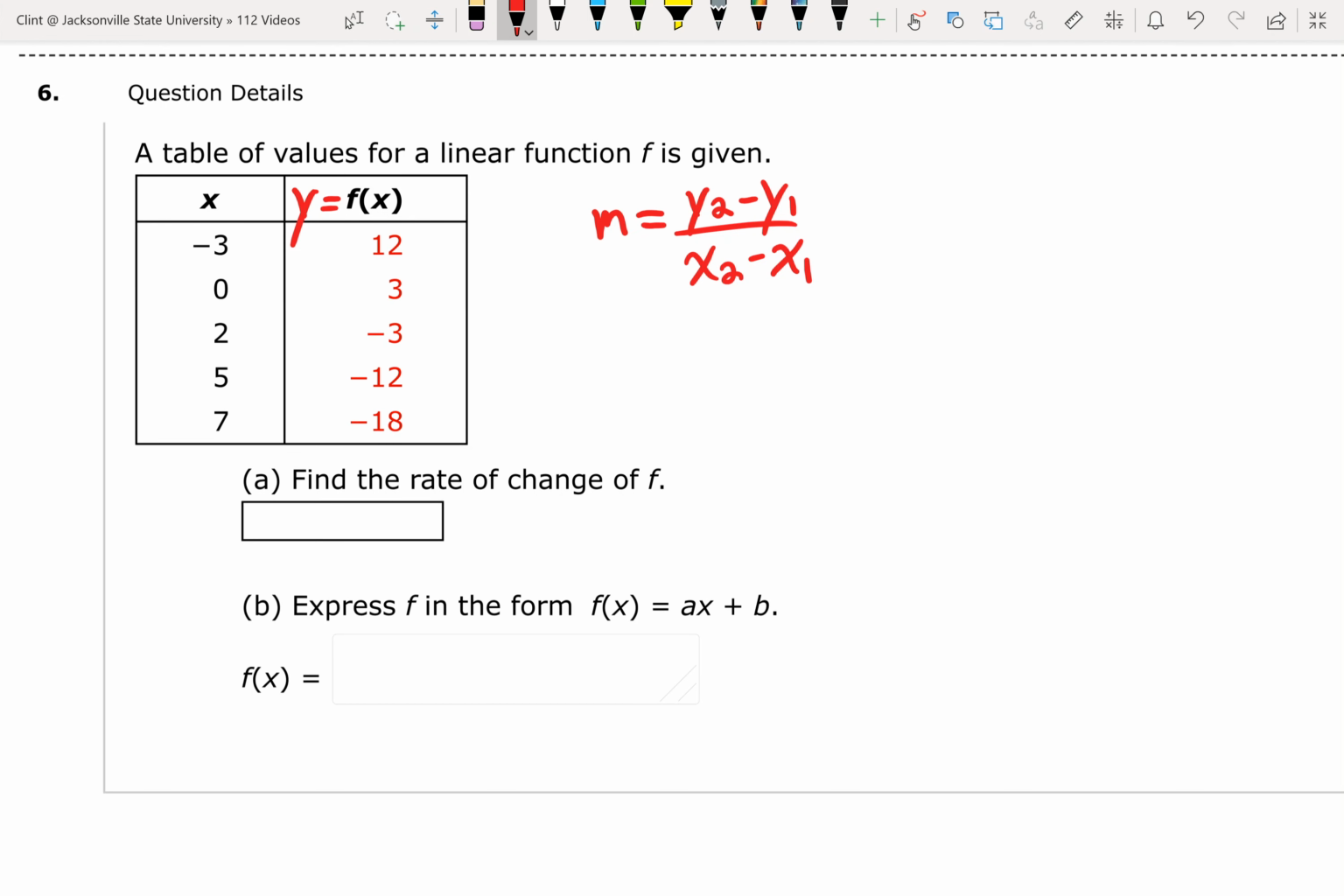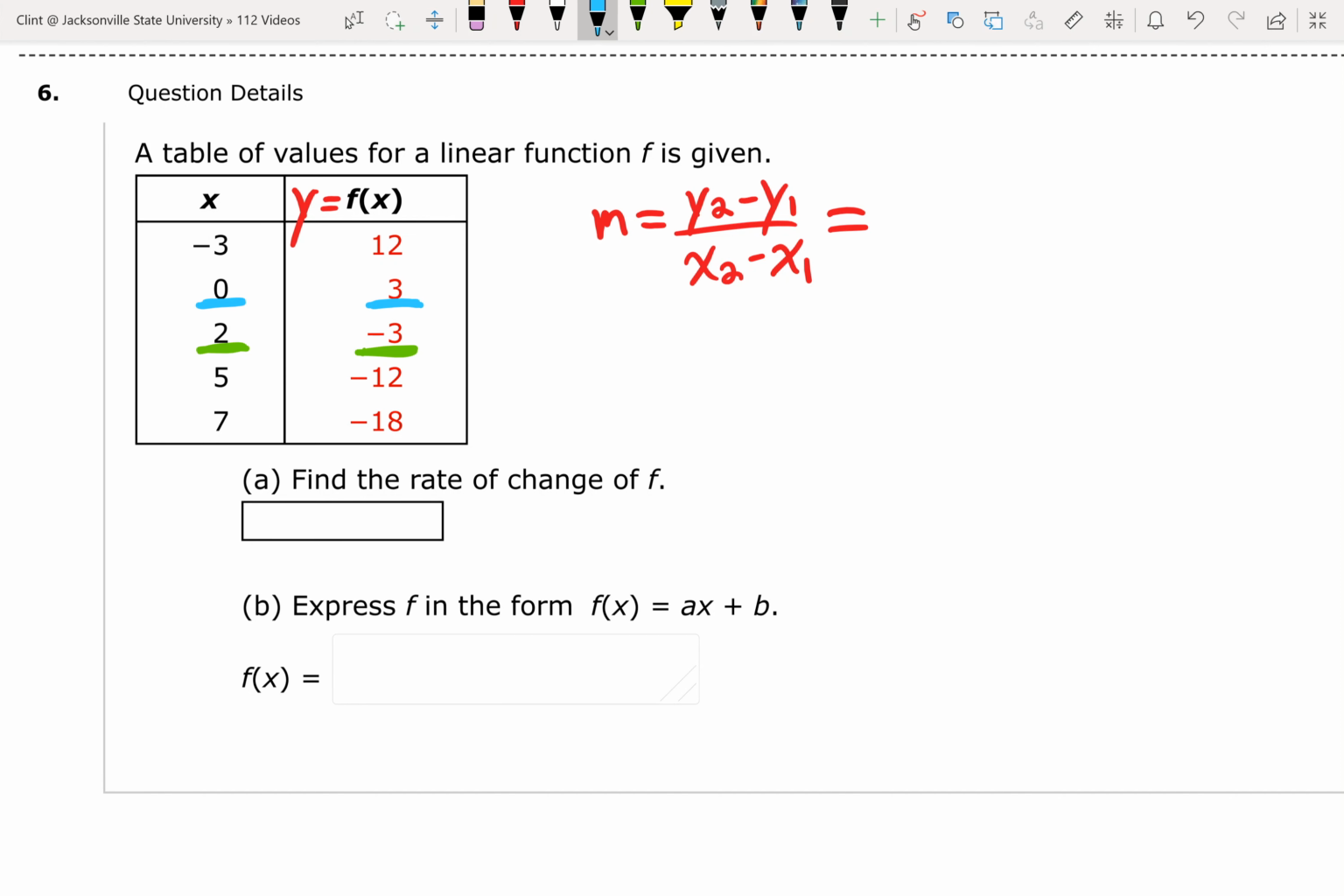So we need to pick 2 of the points on the graph, right? If you take an x and a y, that gives you a point on the graph. So we need to use 2 of those points, figure out our slope to get our rate of change. I'm gonna use the point (0, 3) because that looks easy to use, and then the point (2, -3) because those numbers are kind of small too.